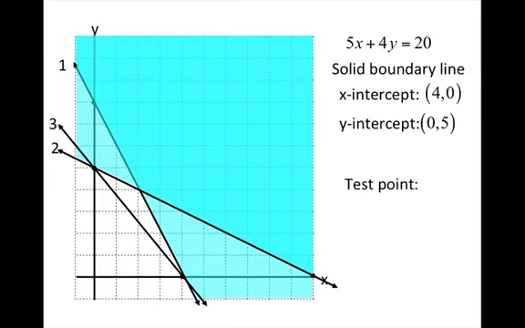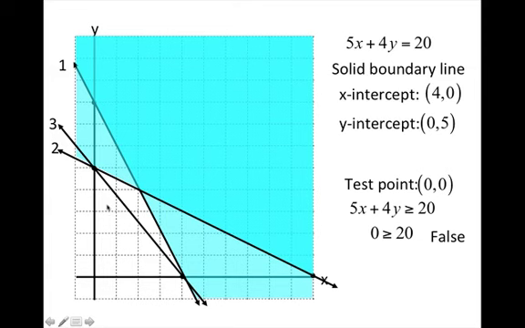Since this line does not go through (0, 0), I can test (0, 0). My original inequality was 5x plus 4y is greater than or equal to 20. So if I plug in (0, 0), I get 0 is greater than or equal to 20. That's false. So this time for line 3, (0, 0) is false, so everything below the line is false. So I'm going to shade below the line.